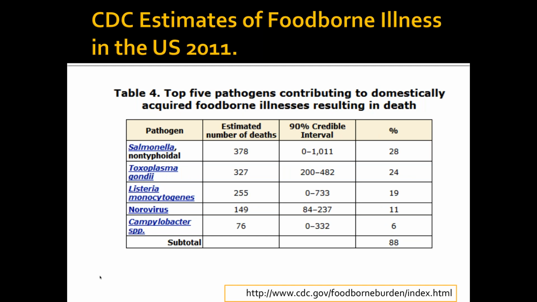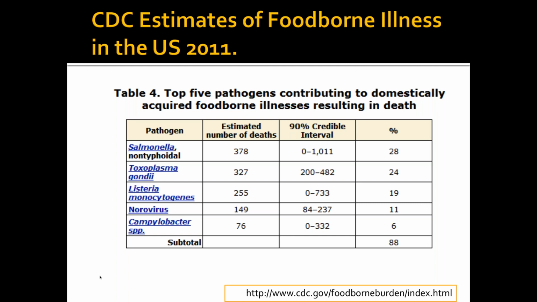And then we get to the deaths, and it's kind of confusing. Salmonella, 378 deaths, 28% of what they know. And the next one is Toxoplasma gondii, which is a parasite. And that one threw me until I had to do some more reading. And it's not associated with cats.